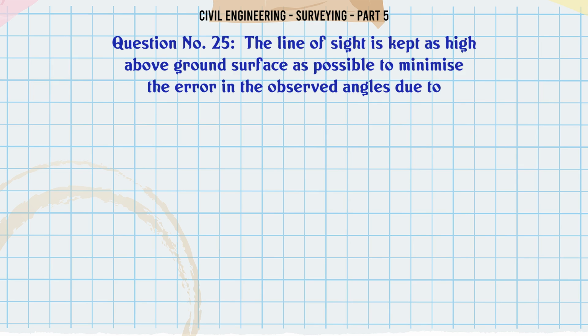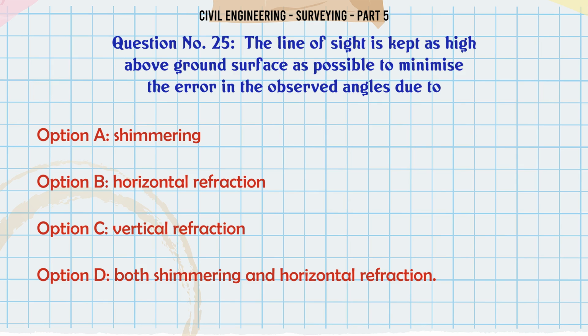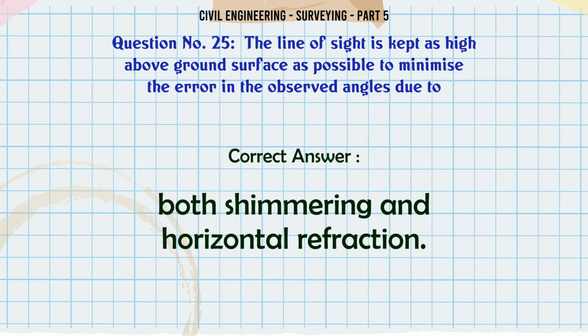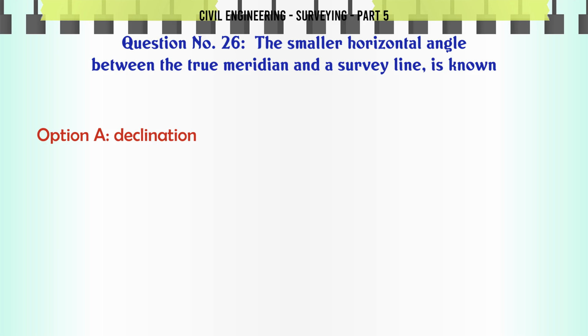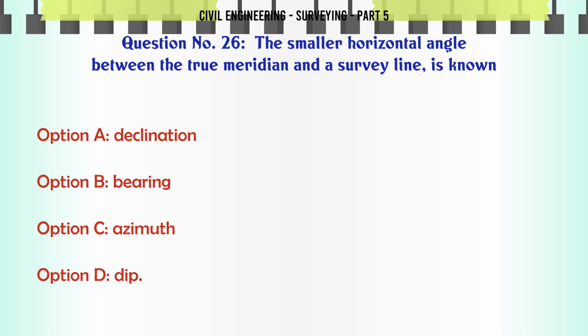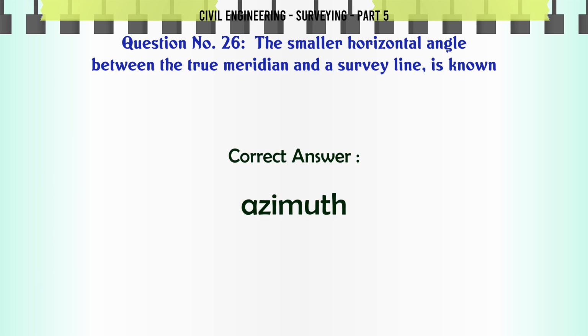The line of sight is kept as high above ground surface as possible to minimize the error in the observed angles due to A, shimmering, B, horizontal refraction, C, vertical refraction, D, both shimmering and horizontal refraction. The correct answer is both shimmering and horizontal refraction. The smaller horizontal angle between the true meridian and a survey line is known as A, declination, B, bearing, C, azimuth, D, dip. The correct answer is azimuth.